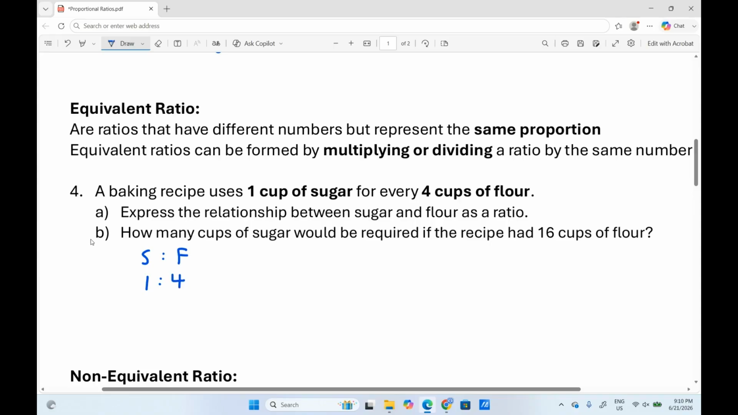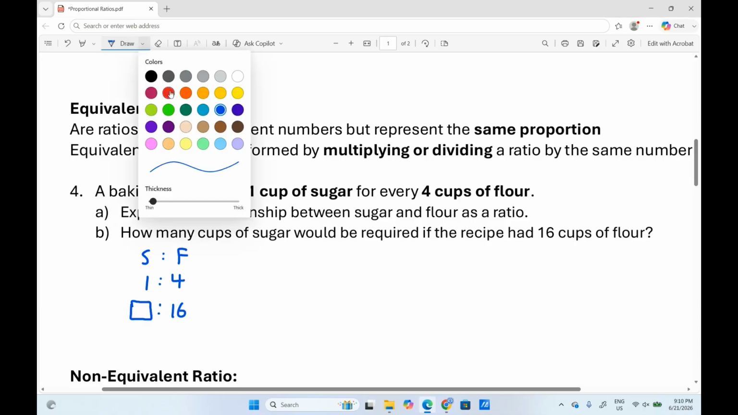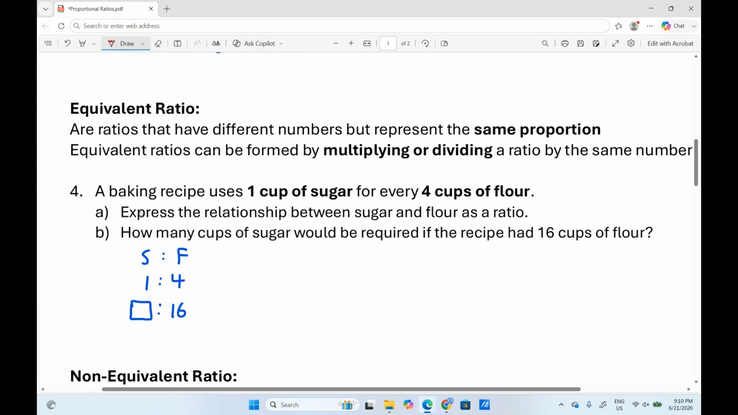For part B, I'm asked how many cups of sugar would be required if the recipe had 16 cups of flour. Right below flour, I'm going to write 16 for 16 cups, and here I'm just going to draw a box. To solve this, these are equivalent ratios. I know they're equivalent because a baking recipe is going to be in proportion, because you can't really change the recipe.